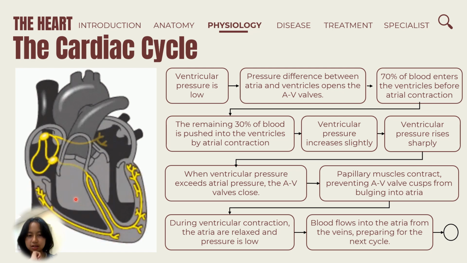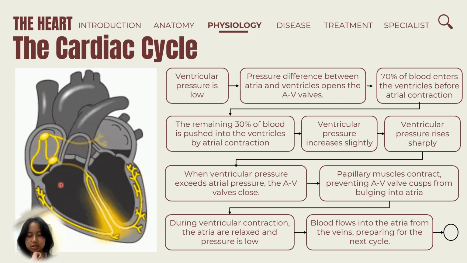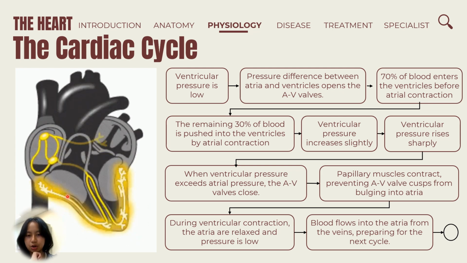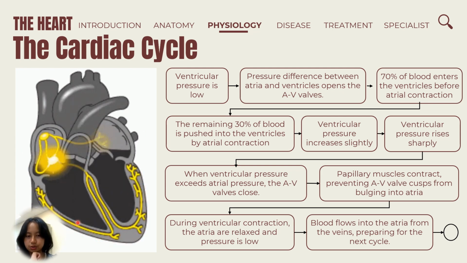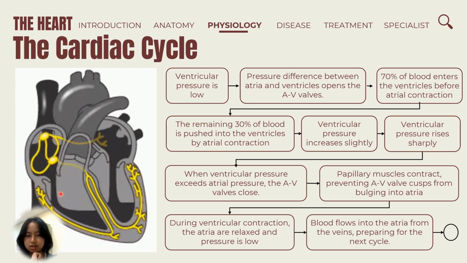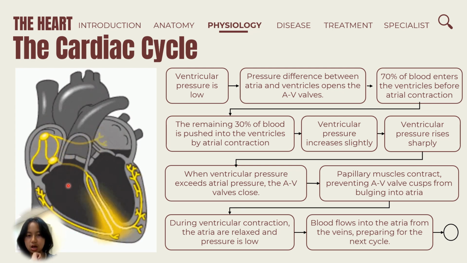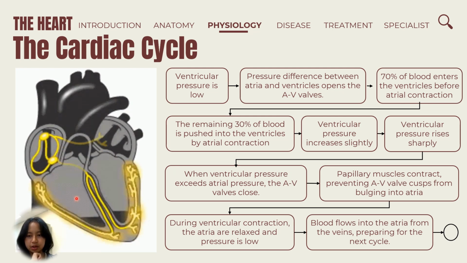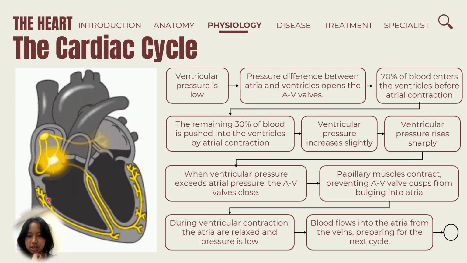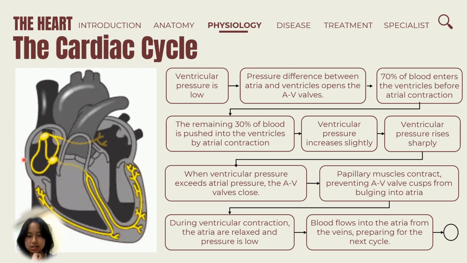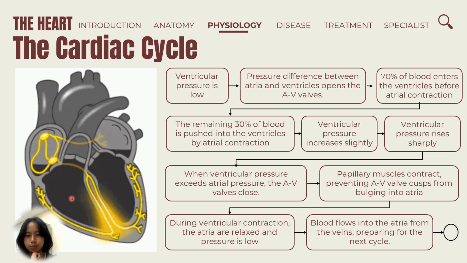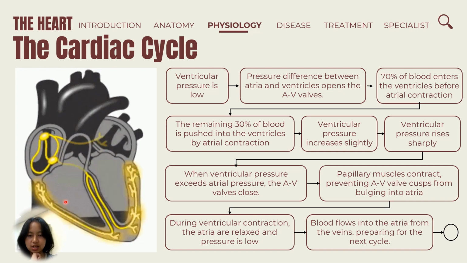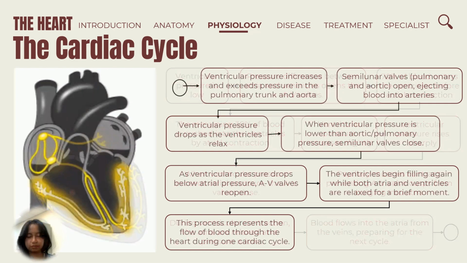And after that, the ventricular pressure will then rise sharply. This is when the ventricular pressure exceeds the atrial pressure, and the AV valve is closed. When this happens, the papillary muscles contract, which prevents the AV valve cusps from bulging into the atria. During the ventricular contraction, the atria are relaxed and the pressure is low. So the blood will flow into the atria from the veins, preparing for the next cycle.